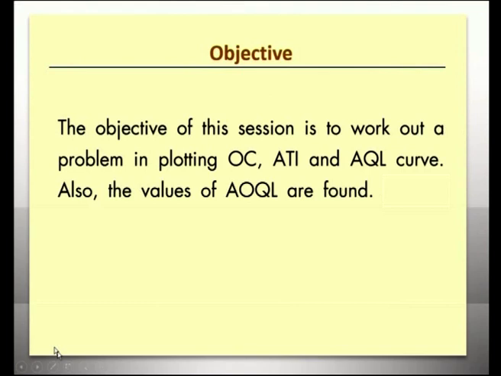Welcome to UGC lecture series. In the previous sessions, we were talking about various sampling plans. Concepts of AOQ, AOQL, ATI, ASN were discussed in the previous sessions. To go ahead with this topic of sampling plan, in this session, we are going to work out a problem in plotting the OC, operating characteristic curve, and ATI, average total inspection, and AQL, average quality limit curves. Also, the values of average outgoing quality limit will be found out.